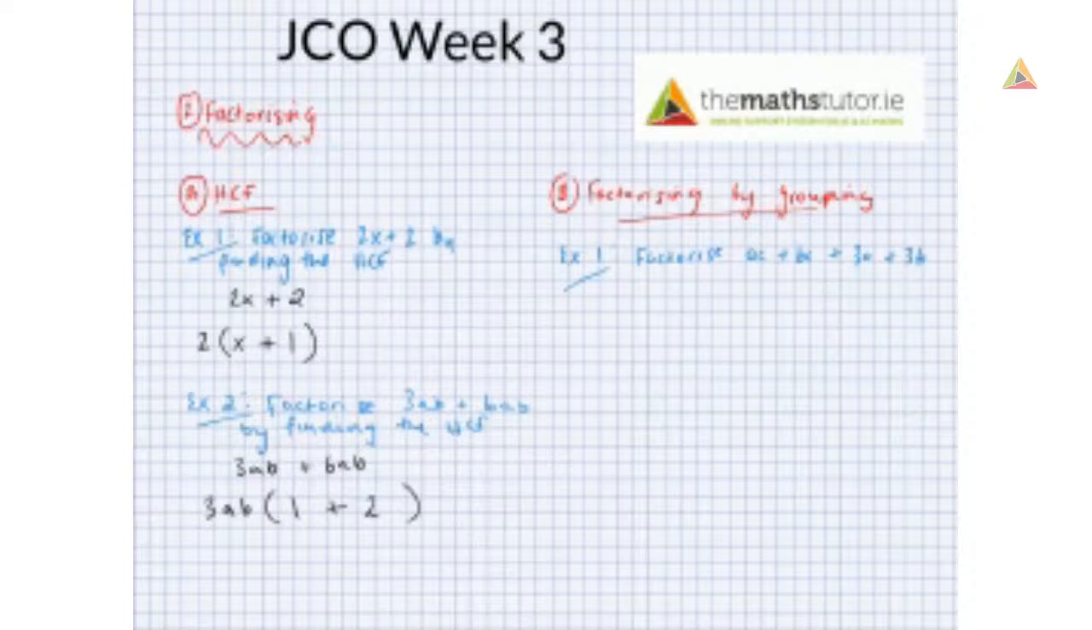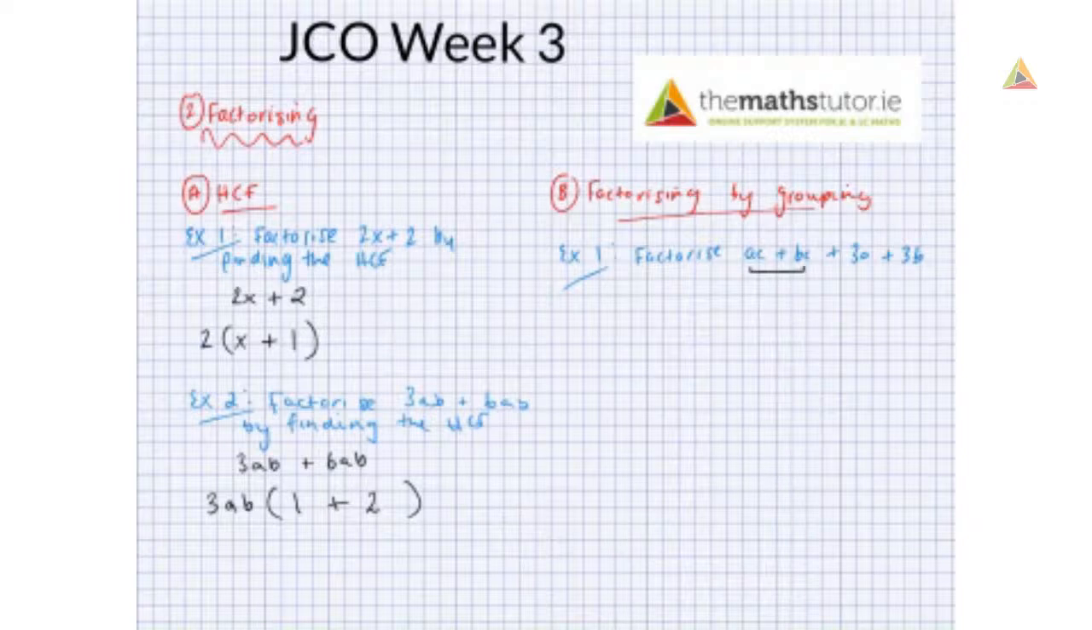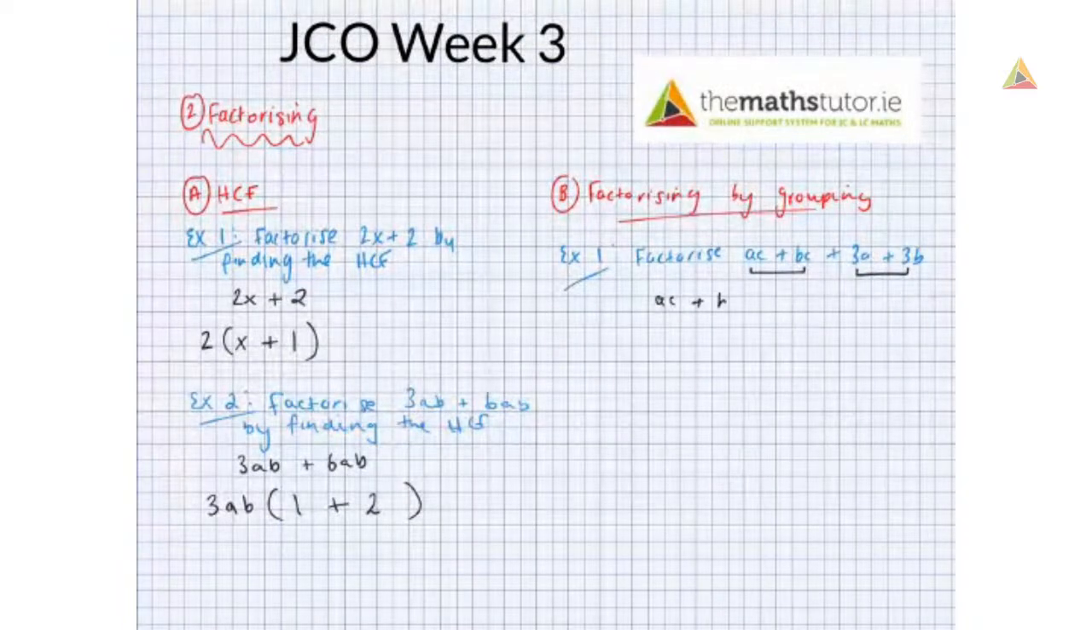Now with these, you might remember, you need to pick two pairs. We're going to group these together and group these together. The reason I'm grouping those together is because you have something common here. You have a C here and you have a C here. So I'm going to group those together. You have a 3 here and a 3 here, so I'm going to group those together. So I'm going to rewrite it. So it's going to be AC plus BC plus 3A plus 3B.